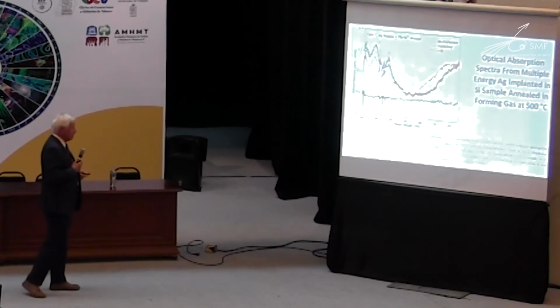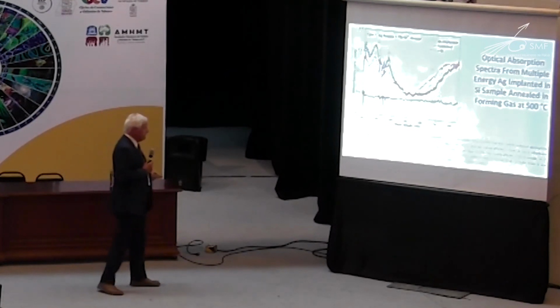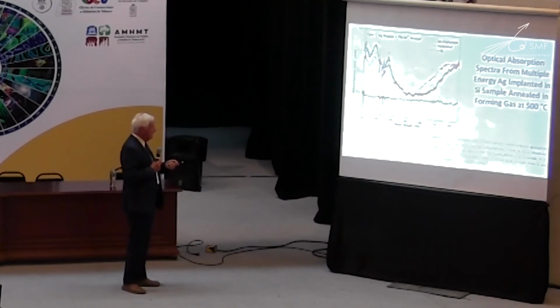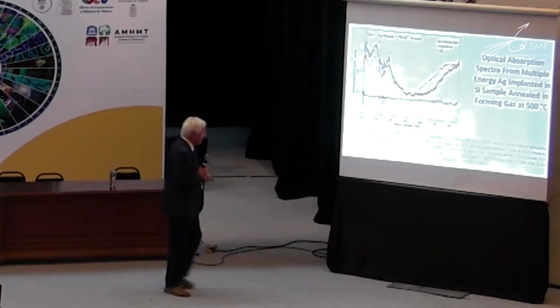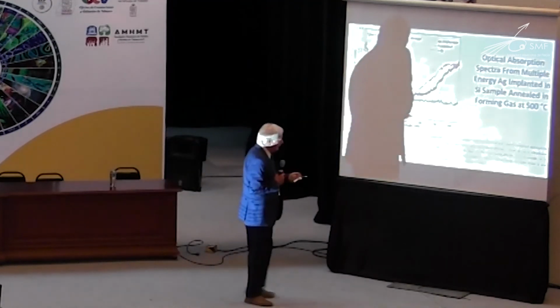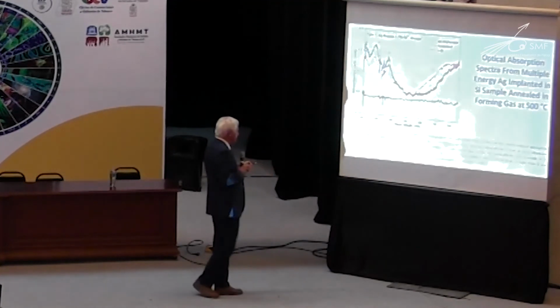So this is just an optical absorption spectrum from multiple energy silver implanted in silicon and annealed at 500 degrees centigrade. So this is absorption versus wavelength. This is 200, this is 800 nanometers. And you can see that there are three peaks, A, B, and then this big peak, C. Well, the A peak is right here.